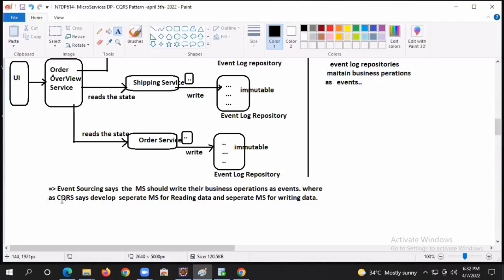Command means asking something, a query, I think a select operation, guys. They're trying to say command and query. So the way we ask and the way we write should be separated. That's why they named it the CQRS pattern.